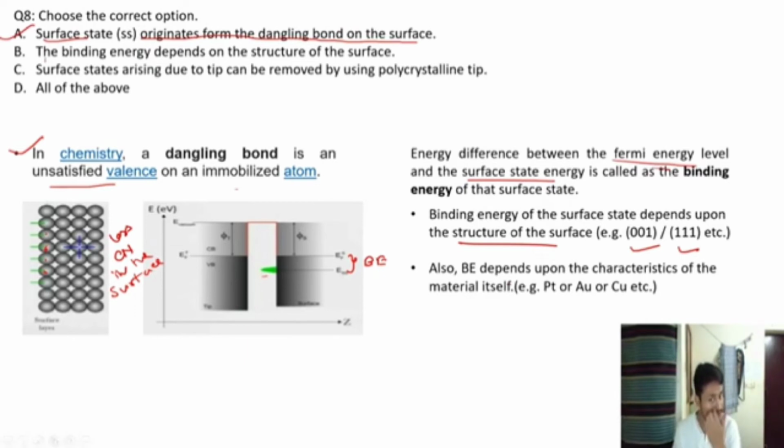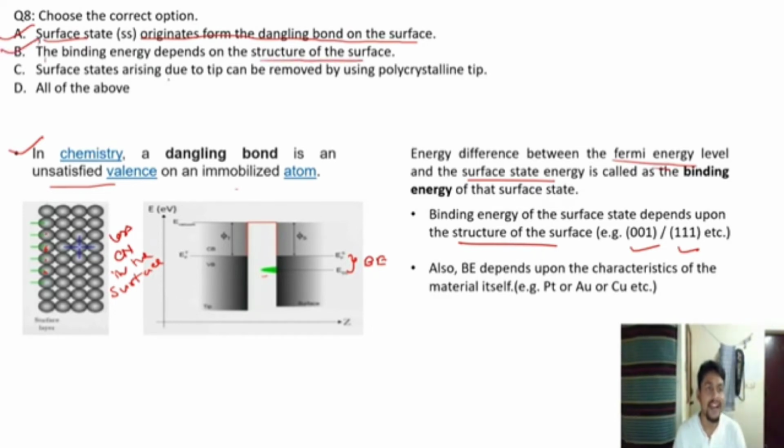That is why we can use scanning tunneling spectroscopy, right? To know what is the metal or what is the surface, how is the surface phenomena. So obviously the binding energy is going to depend upon all these things. So that means the statement that the binding energy depends upon the structure of the surface is very much true. So this is also true.